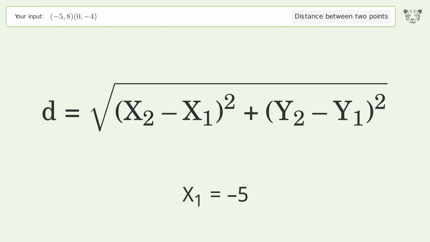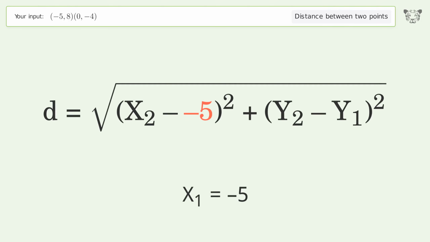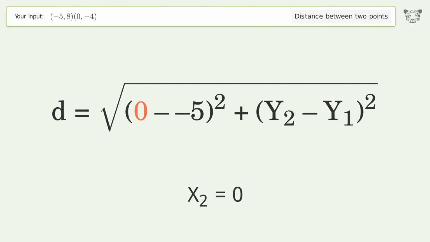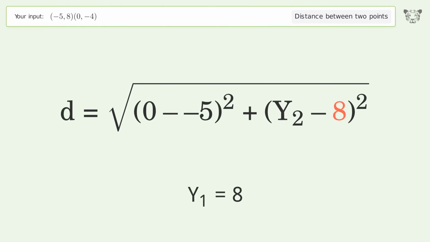x1 equals -5. x2 equals 0. y1 equals 8. y2 equals -4.